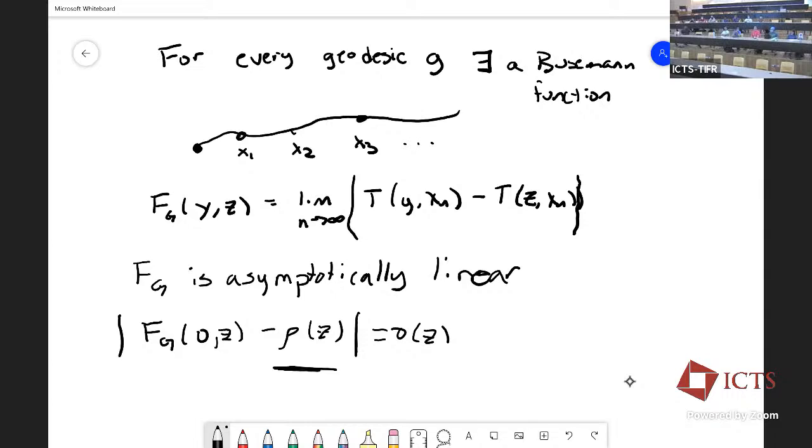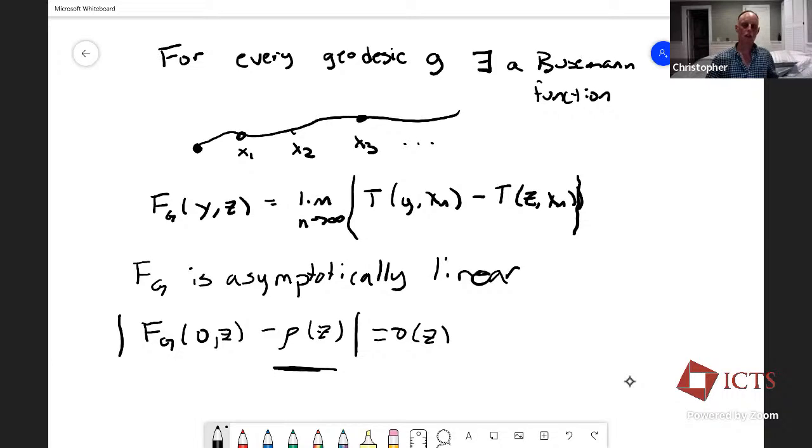I have a follow-up to that. You also mentioned that almost all geodesics have linear Busemann functions. In what sense do you mean almost all? No, all geodesics. All geodesics, okay. So for almost every omega, almost every set of edge weights, all geodesics have the Busemann function, and this is asymptotically linear. With probability 1, it's asymptotically linear for every geodesic, starting at any point in the plane.